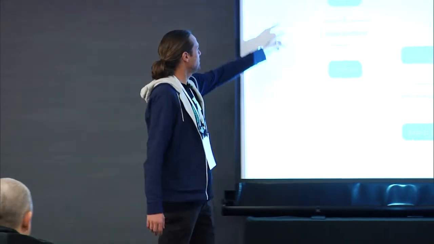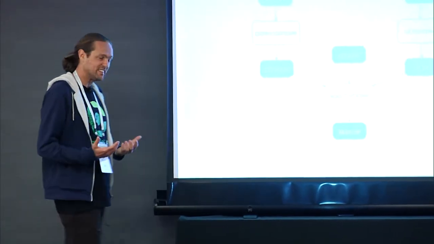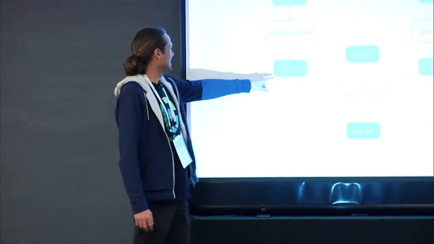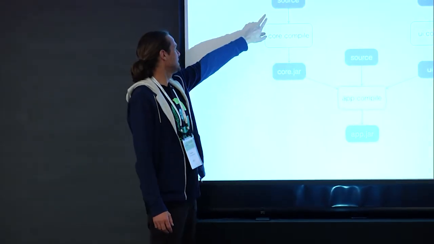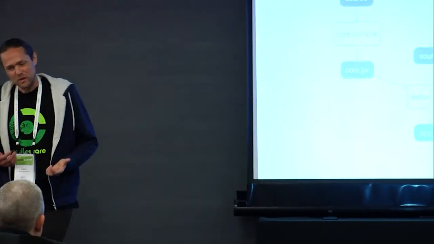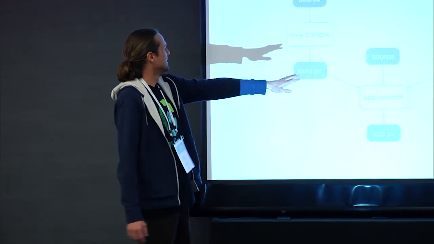Because Gradle knows the inputs to this stuff, it can do up-to-date checks. So if you do Gradle, please build this core jar, and it's already built it, and the source is up to date, it skips that task. So it's reusing work it's already done. This graph is parallelizable as well. So I can be building my core jar and my UI jar at the same time. No worries.